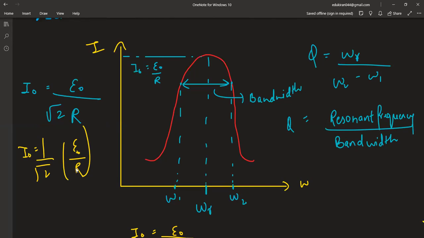Okay, 1 by root 2 times its value. This is the maximum value of current that is obtained. So see, this is the value of the quality factor that I have taken. Okay, what is quality factor? I'll tell you the definition.